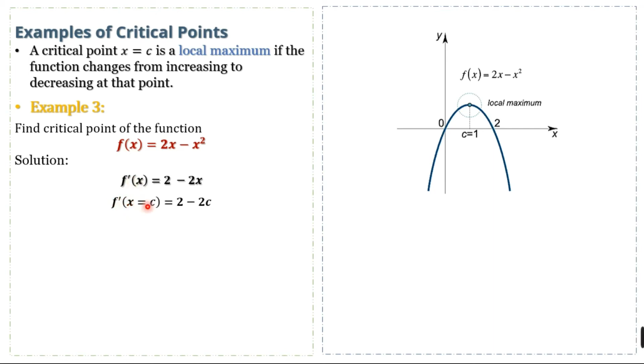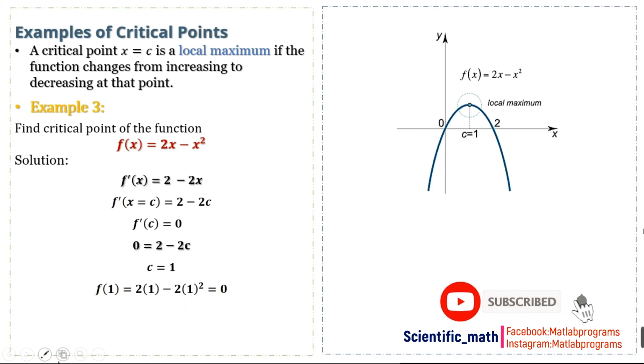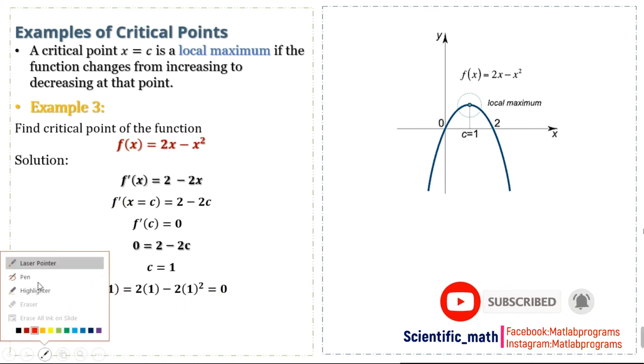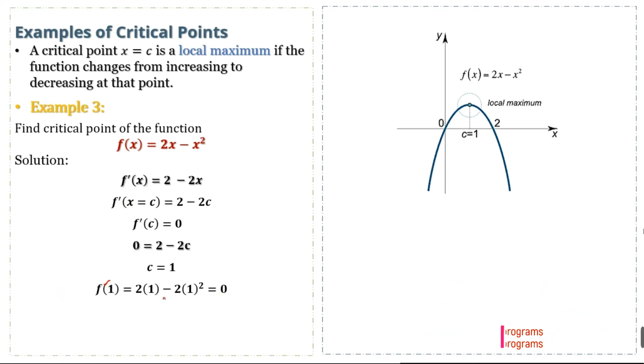Now we replace x with c, that is f'(c) = 2 − 2c, and now we put f'(c) = 0 and then we calculate the value of c. So we get c = 1, and now we put c = 1 in the derivative of the function, and we check whether the derivative of the function is 0 or undefined. So the derivative of the function at c = 1 is 0. This means this is a critical point.